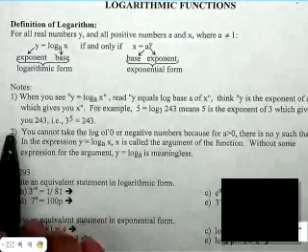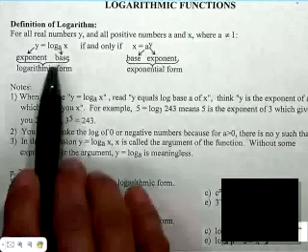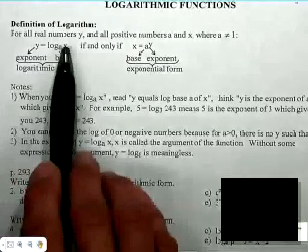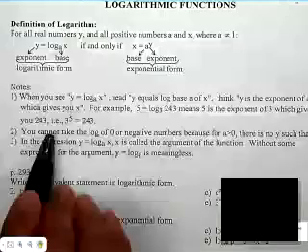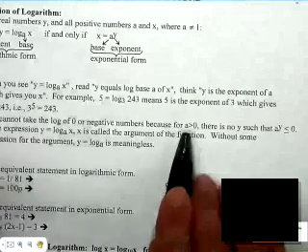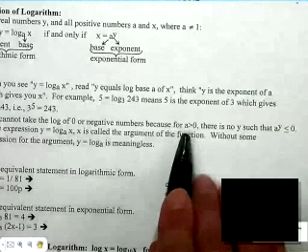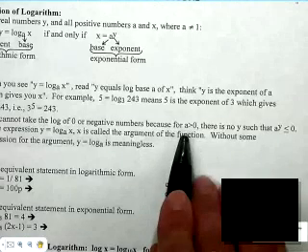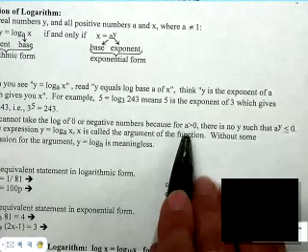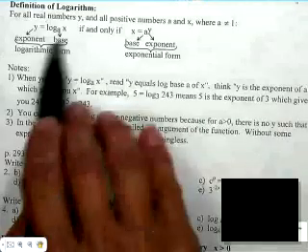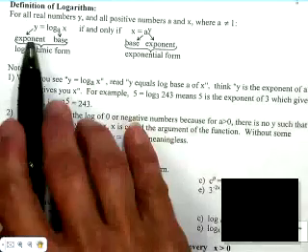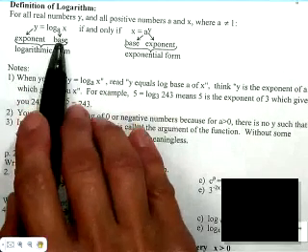Number 2 has to do with the restriction on x. The restriction is that x has to be a positive number. That's because you can't take the log of 0 or a negative, because there's no power of a positive base that's going to give you a negative answer. We already have the restriction that the base has to be positive. So if we're raising a positive number to a power, there's no way we can get a negative. And therefore, you can't take the log of a negative. There's no such exponent. Neither can you take the log of 0. There's no exponent of a positive base that will give you 0.